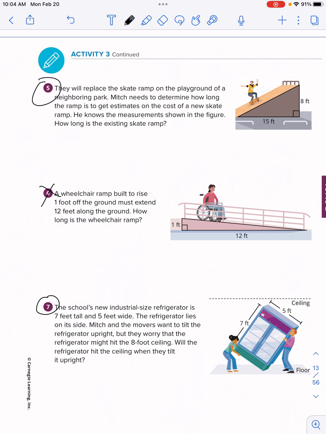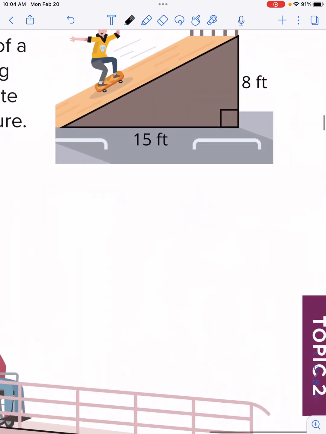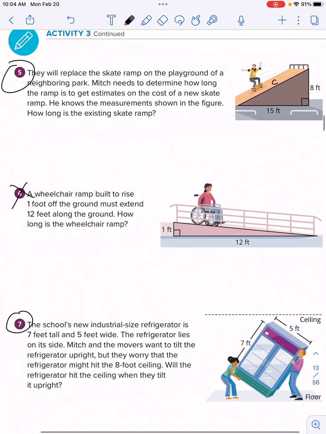5 looks like we're at a skate park. So they will replace the skate ramp on the playground of a neighboring park. Mitch needs to determine how long the ramp is to get estimates on the cost of a new skate park. He knows the measurements shown in the figure, so he probably measured the width, measured the height. How long is the existing skate ramp? Okay, so for this we know 15 and 8. We do not know the hypotenuse, which is C.